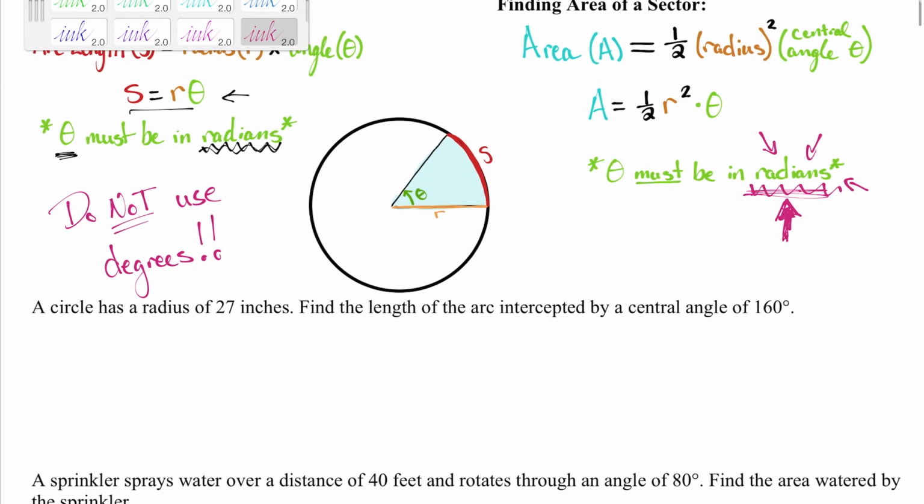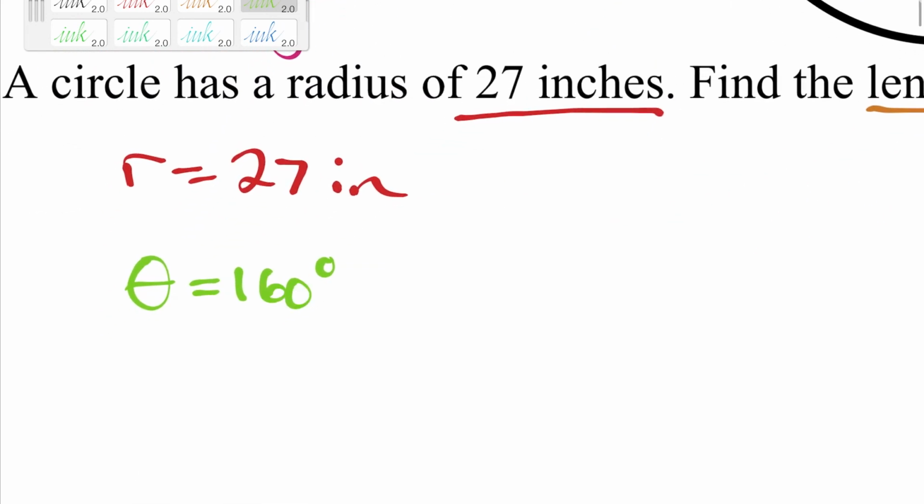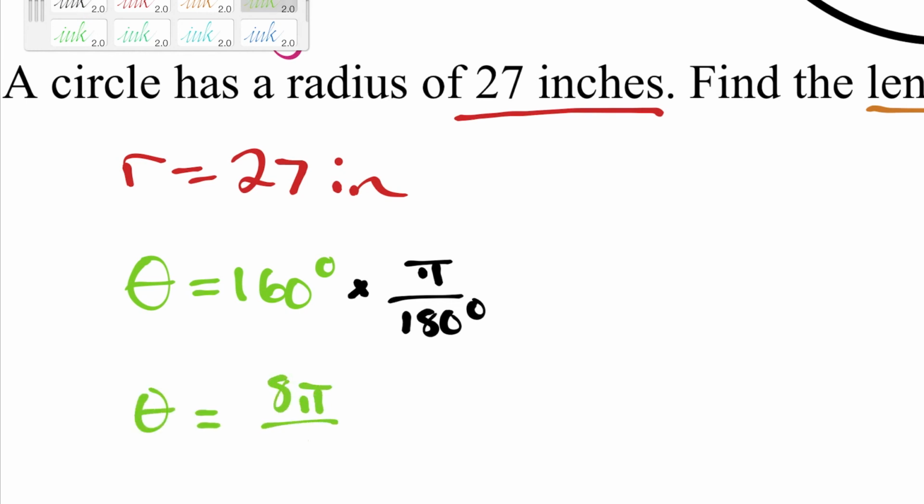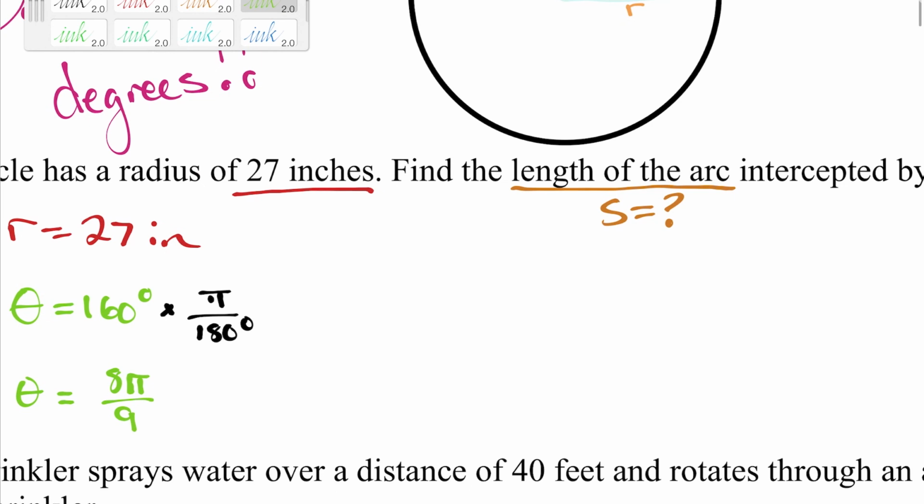All right, for this first example, they tell me that the radius is 27 inches. They want me to find the length of the arc, so they want me to find my arc length. Length of arc is the same as arc length, so we're trying to find s. And they tell me that my central angle is 160 degrees. Again, I know that I can't actually use degrees, so I need to change this into radians, and I end up with 8 pi over 9 radians. So now I can do the darn thing.